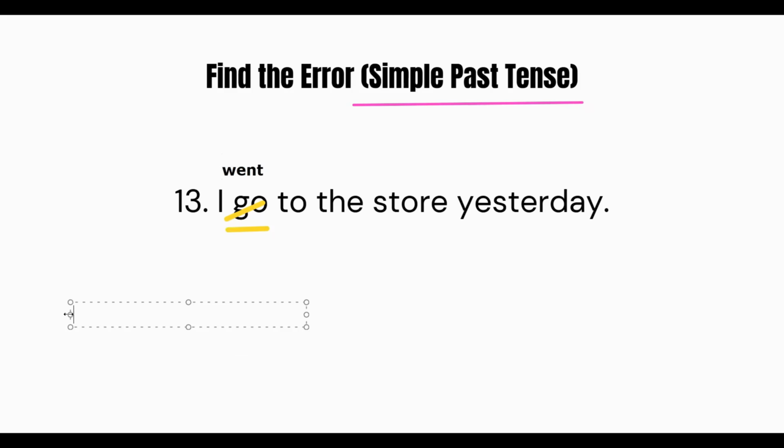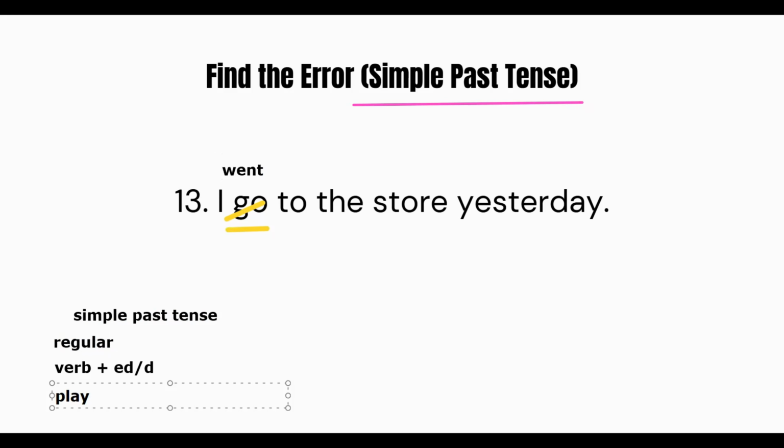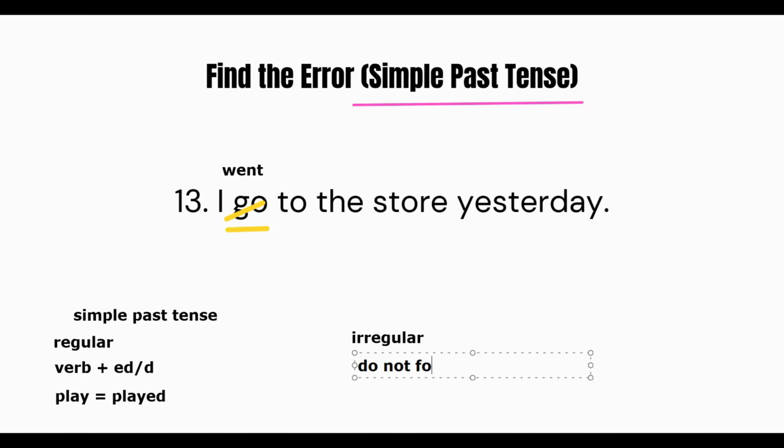So please remember with the simple past tense, you can form this by adding ed or d to the end of your verb. And we call these regular verbs. For example, if you chose the verb play, its past tense form would be played. But we also have irregular verbs, and these do not follow the rules. So these are the types of verbs that you have to memorize.